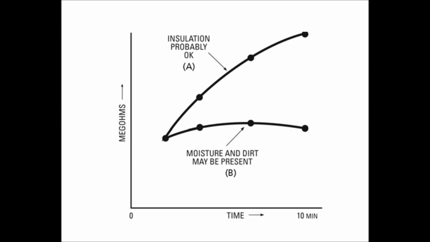So with the increase of time, if the insulation resistance is increasing, then it is said to be good insulation. But if, with the increase of time, the value of the IR in megaohm remains constant, then the insulation of the transformer is not okay. There is a clear indication of the presence of moisture or dirt in the insulation.